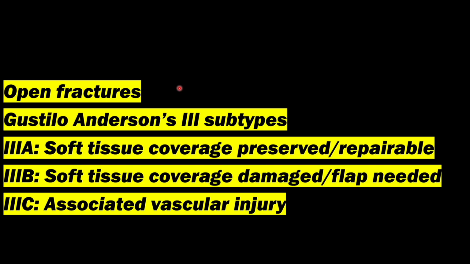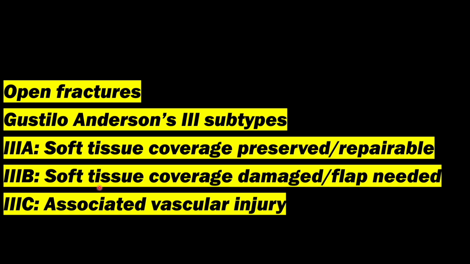Now type 3 open fractures have subtypes also. In type 3A, the soft tissue coverage is preserved. That means it is repairable. While in 3B, the soft tissue is compromised to such an extent that it will need some flap. That means the plastic surgery team has to intervene to bring the soft tissue from some other location to cover the fracture site. That can be done by the flap. And type 3C injury is the injury which has an associated vascular injury.